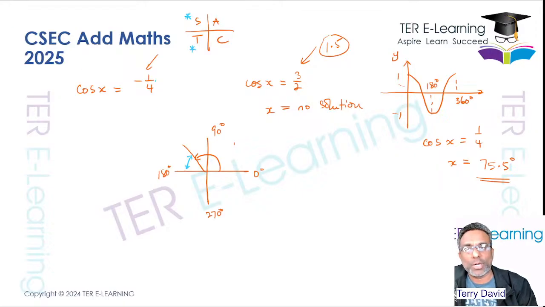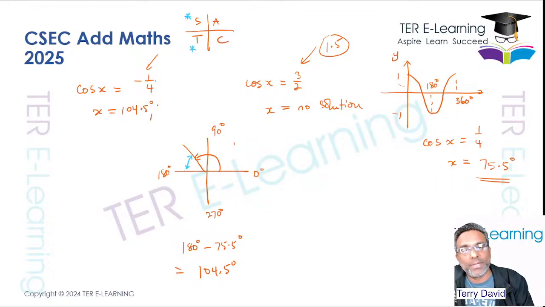So if I want to work out this solution, it'll be 180 degrees minus 75.5, and you're going to get 104.5. So that's the first answer. x is equal to 104.5.